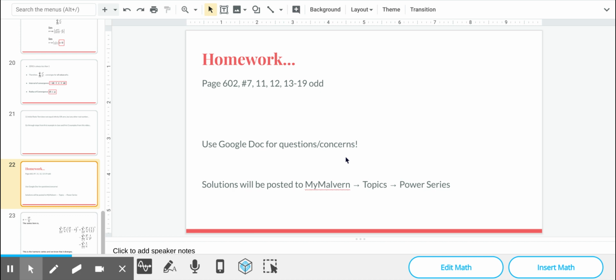What you'll be having to do here is really just finding radius and interval of convergence throughout these. All right. So you'll see a couple of different examples of all the possibilities that we went through. And so I'm hoping that you have some success with that. If not, let me know. Use the Google Doc, email me, whatever it might be. Those solutions will be posted in my Malvern as usual under topics, under Power Series. You'll see the pictures there.